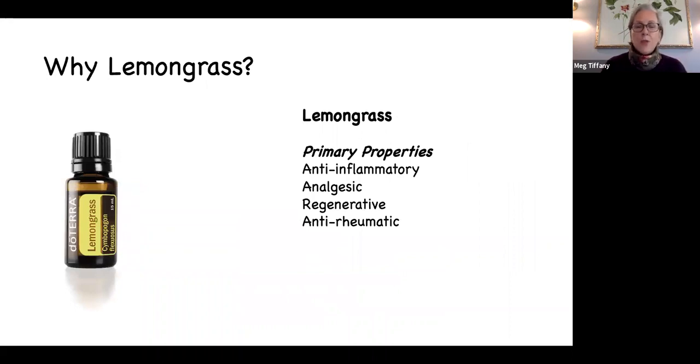Lemongrass is another wonderful oil. The primary properties in it are that it's another anti-inflammatory, another analgesic, it helps with regenerative activity, and it's anti-rheumatic. So again, you can layer these oils. If you choose to layer oils with all these great properties, you want to finish off with either the Deep Blue stick or the Deep Blue rub, which will help drive it in. You always want to use the oils first and then finish with the rub or the stick.